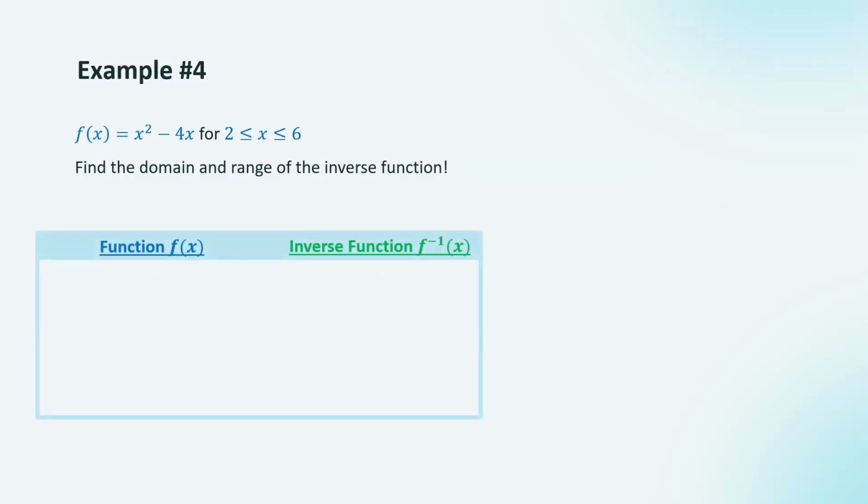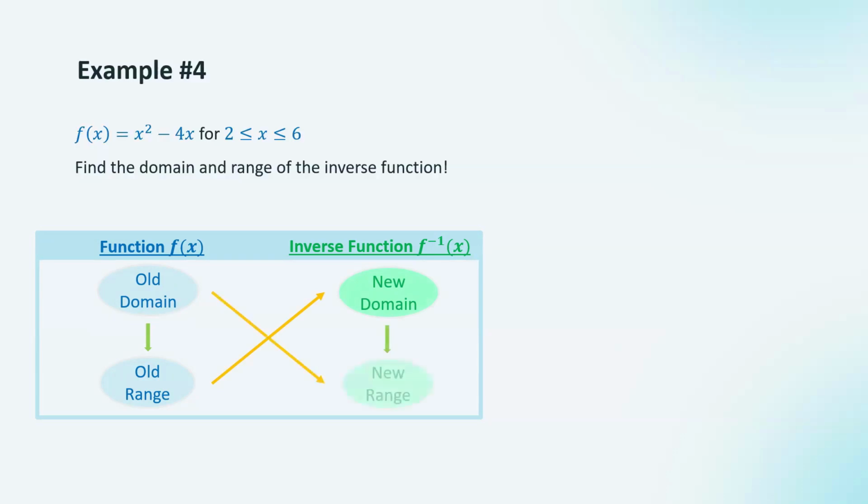for a function, it basically uses the old domain and makes it into the old range. So the old function will make the domain into the range, and then, as we remember, in the inverse function, the old range is going to be the new domain. And then the old domain is going to be the new range. So we just have to flip the domain and the range, and we are done.